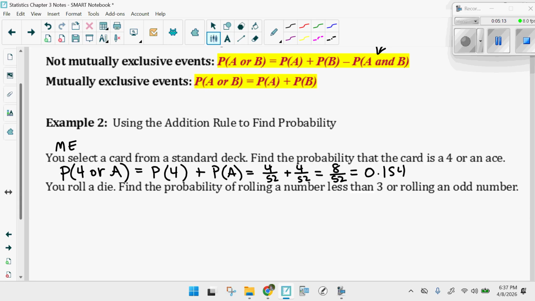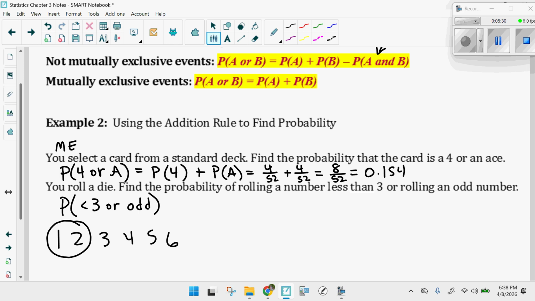You roll a die, and find the probability of rolling a number less than 3 or rolling an odd number. So the probability of rolling less than 3 or odd. If we quickly look at the sample space, 1, 2, 3, 4, 5, 6, the probability of rolling less than 3 would be the 2 and the 1. The probability of getting an odd would be a 1, a 3, or a 5.